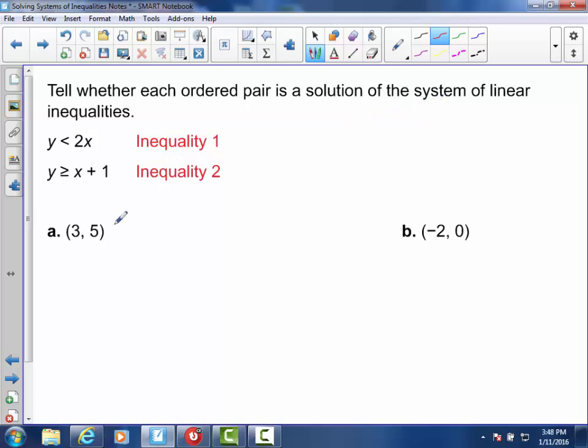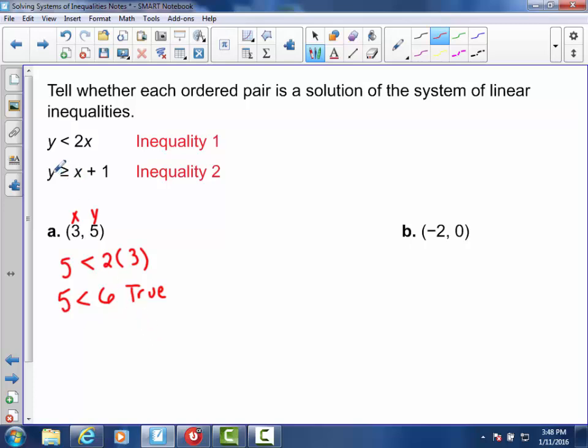To do that, we have to know that x and y here, or in this case 3 and 5, will be substituted into the inequalities and make a true statement. So I'm going to take inequality 1 and replace y with 5, less than 2, and then replace x with 3. So if I simplify, that's 5 is less than 6. Well, that's true. 5 is less than 6.